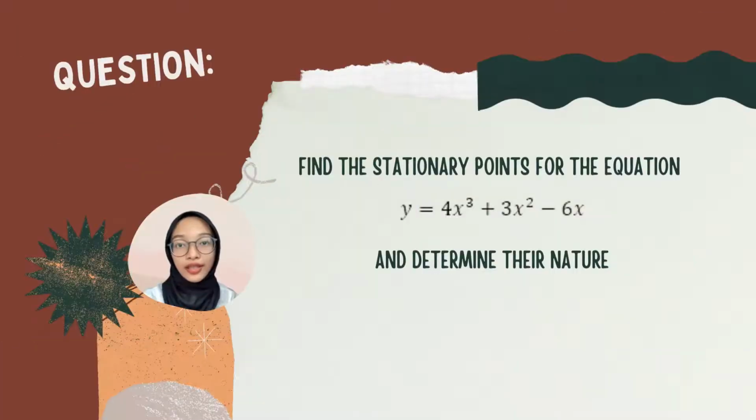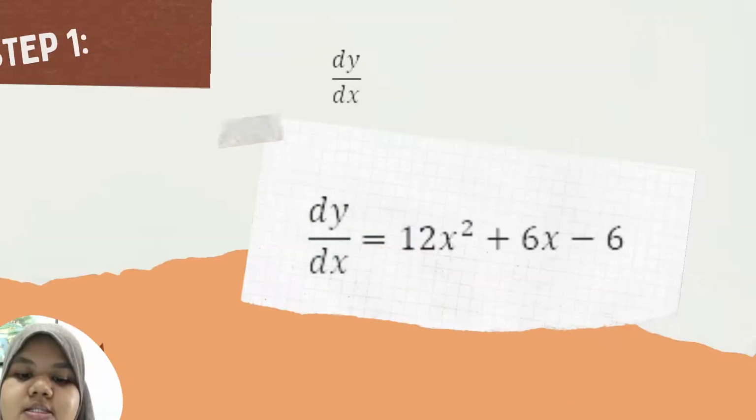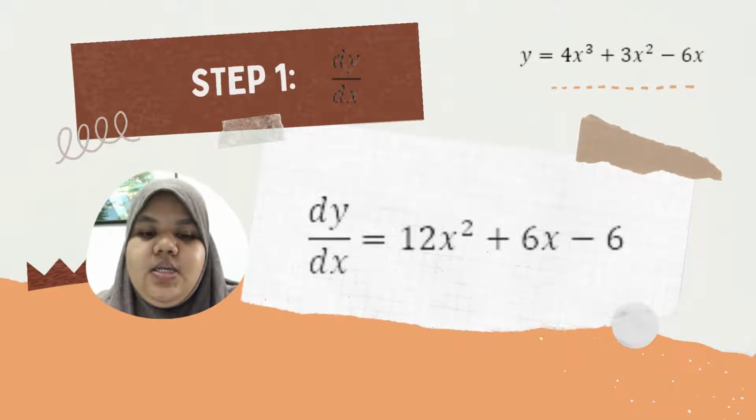The given question is: find the stationary points for the equation y equals 4x power of 3 plus 3x power of 2 minus 6x, and determine their nature. Step 1: y equals 4x^3 + 3x^2 - 6x. To get dy/dx, we multiply the power 3 to get 12x^2, plus 3 multiplied by 2 to get 6x, minus 6.